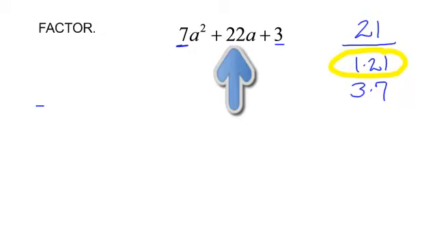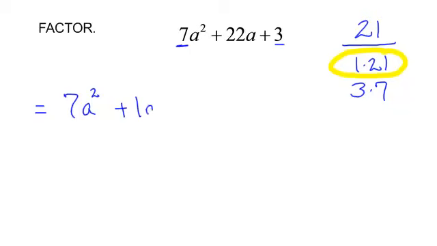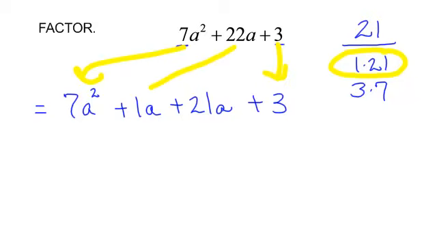So I'm going to rewrite this trinomial with 4 terms. So it is now 7a squared. Instead of 22a, it would be plus 1a plus 21a. You told me to use 1 and 21, plus 3. So notice I brought down my first term and my last term, but my middle term I replaced with the numbers that you decided will help me factor this problem.